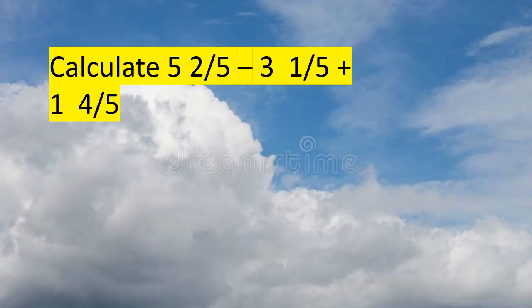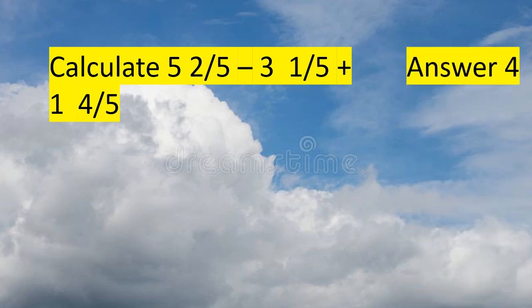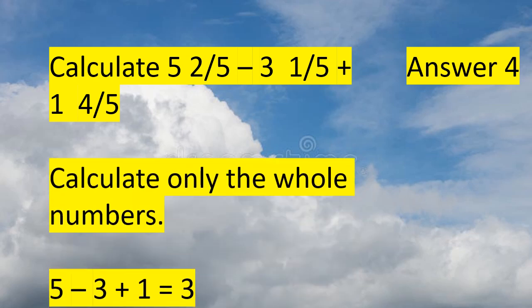Calculate 5, 2 by 5, minus 3, 1 by 5, plus 1, 4 by 5. And you might want to pause the video because I'm going to go to the answer now. And the answer is 4. So firstly, you calculate only the whole numbers. So 5 minus 3 plus 1 equals 3.